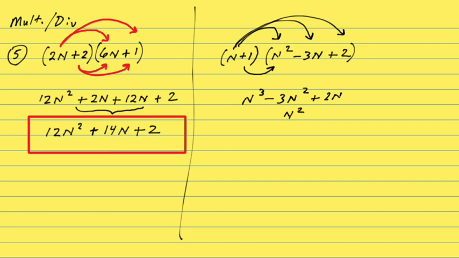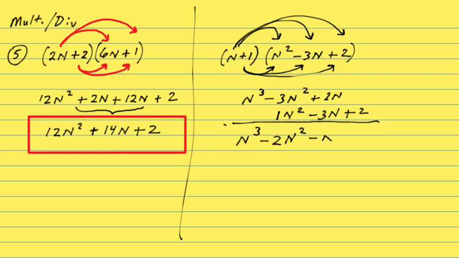Please note that I'm lining up like terms. I'm putting the n squared under the n squared. What's 1 times negative 3n? Negative 3n. And 1 times 2 is 2. So simply combine like terms. You'd have n to the third. Negative 3 and a positive 1 is negative 2n squared. That'd be a 2 and a negative 3 is a negative 1n, and plus 2. That's not on your list. I didn't give you a binomial times a trinomial on the worksheet, but you do it the same way. You distribute.